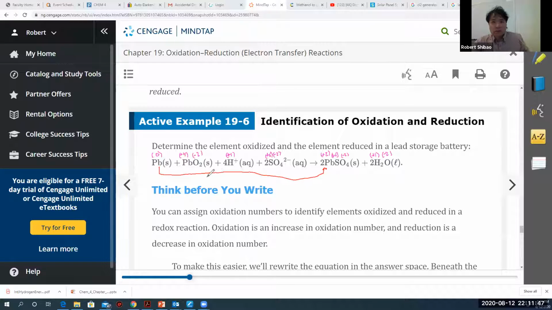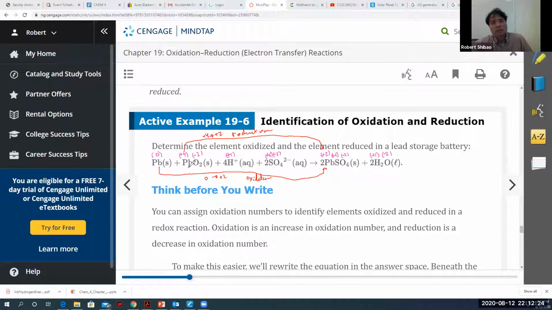In order to go from 0 to +2, it had to lose electrons, and so this is called oxidation. Oxidation is loss, and so this lead is oxidized. Over here, this lead went from +4 to +2. To go from +4 to +2, we had to gain electrons, and so this is reduction. Reduction is gain. So we say lead metal is oxidized, and the lead ion in PbO2 is reduced.